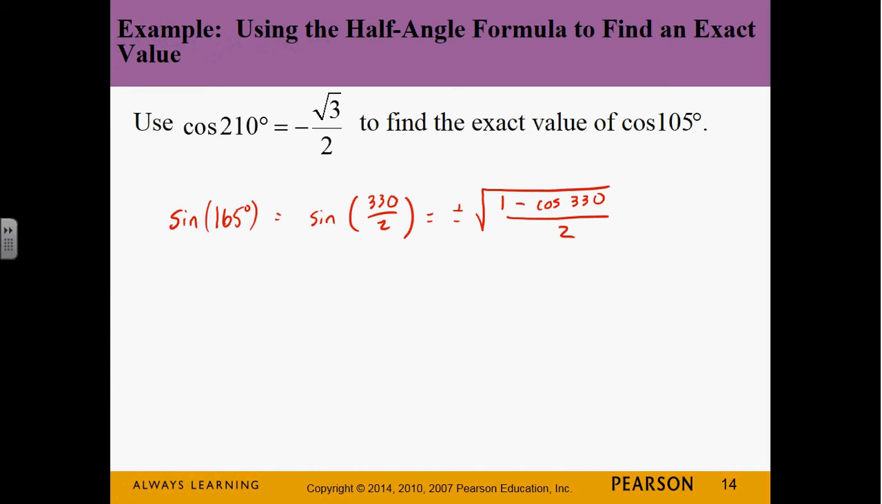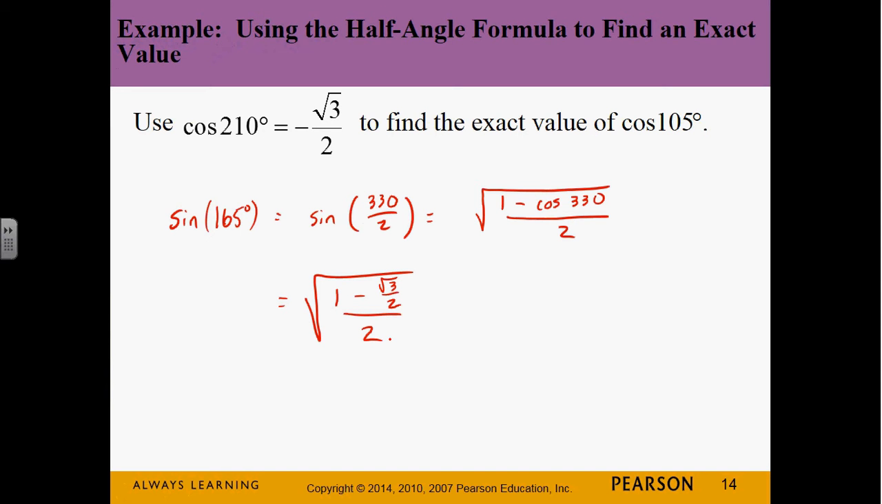Now, 165 is in which quadrant? Second quadrant. Is sine positive or negative in the second quadrant? Positive, so I'm only going to worry about the positive, not the negative. So cosine of 330, we look on our unit circle, and we see that cosine of 330 is root 3 over 2, and it's positive. So this is going to become 1 minus root 3 over 2, all over 2.